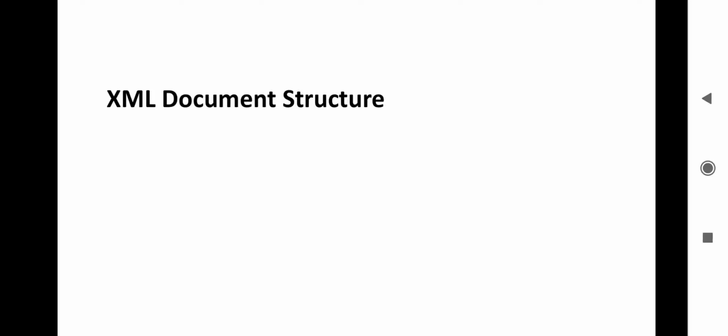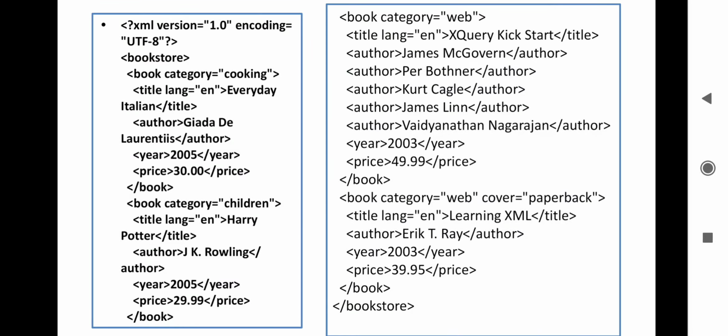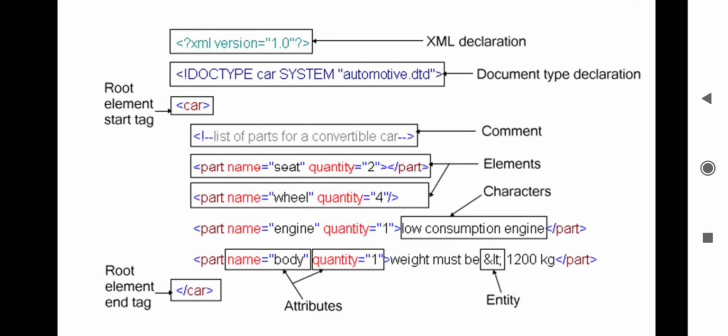Hello everyone, this is the next part of chapter XML. In this part we will see XML document structure. So an XML document has a structure. See in this example, here is some XML code and in that there is some text: bookstore, then book category, title and all. Let's see the structure first.